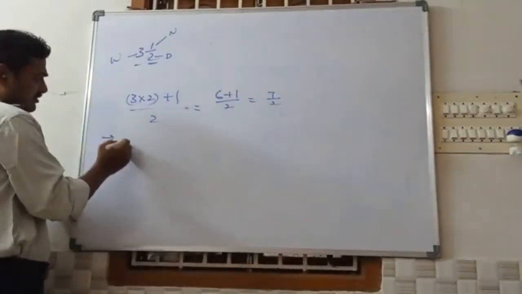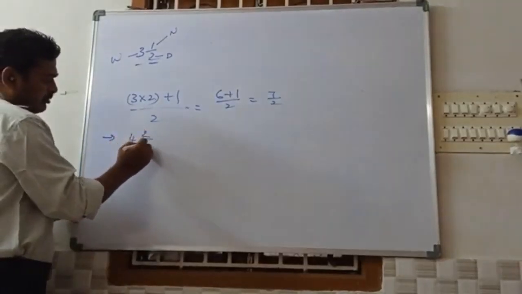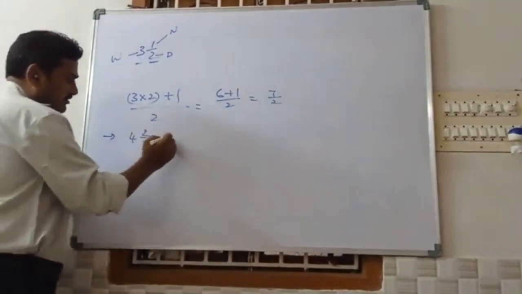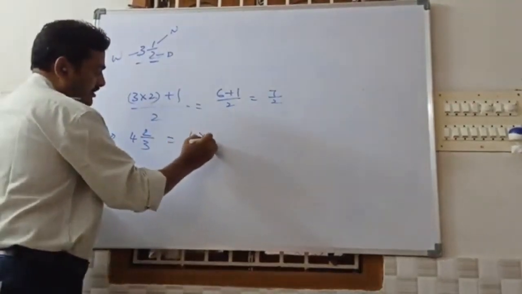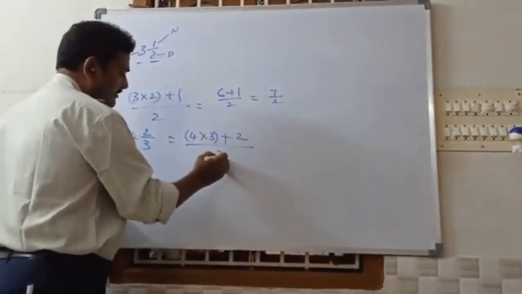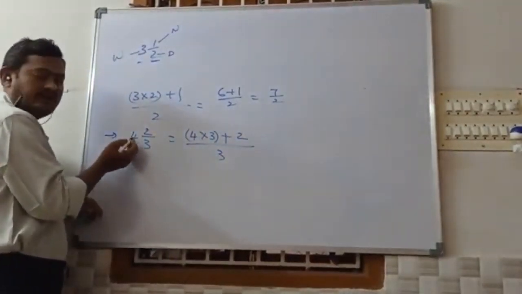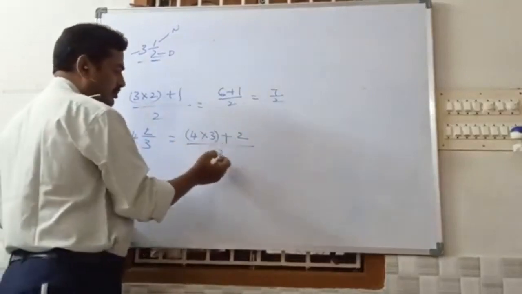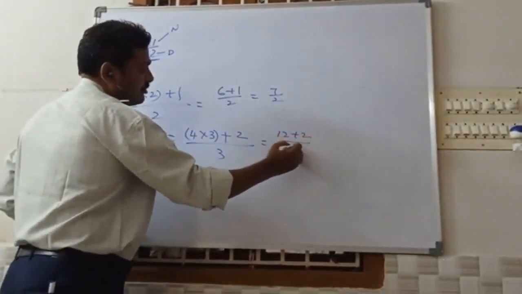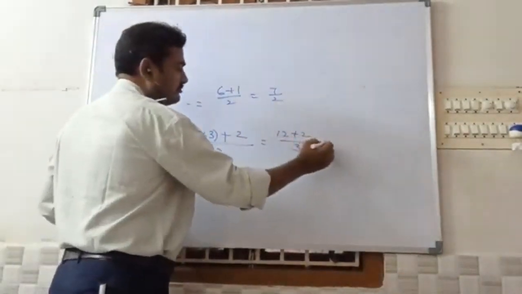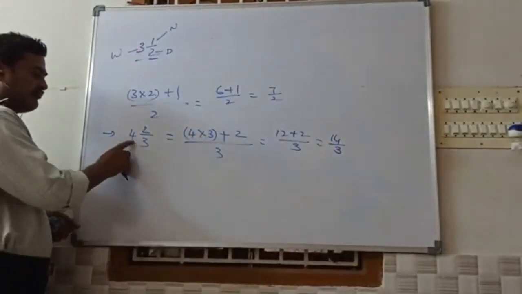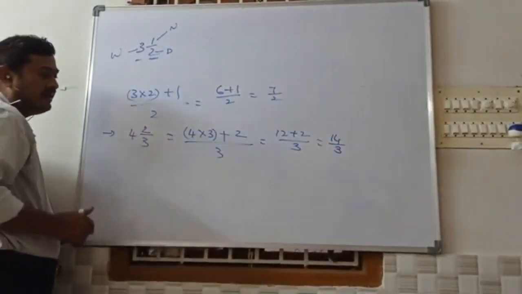And one more example, 4 2 by 3. How can I write it? 4 into 3 plus 2 by 3, or 3 into 4 plus 2 by 3. 4 3s are 12 plus 2 by 3. That means 14 by 3. 4 3s are 12, 12 plus 2, 14 by 3.